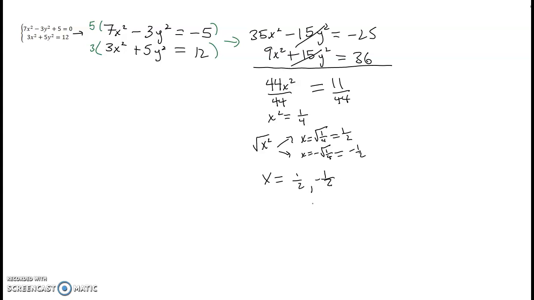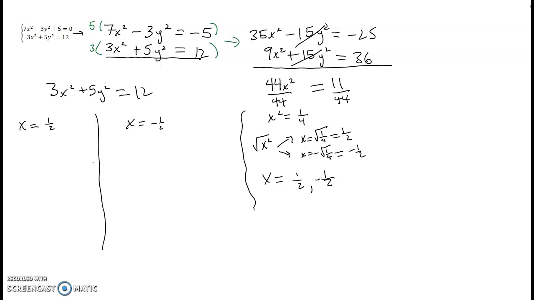This is similar to the last problem we did. Now to get the y values, I need to pick one of these equations and plug these values in. So I'm just going to use this original bottom equation right here. So we're going to be working with 3x squared plus 5y squared equals 12. And we're going to start by plugging in. We have 2 conditions. We have x is equal to 1/2 and we have x is equal to negative 1/2. So let's figure out what those values equal.